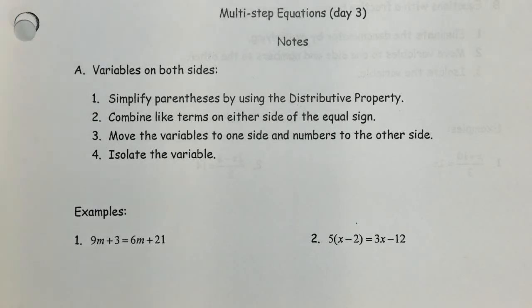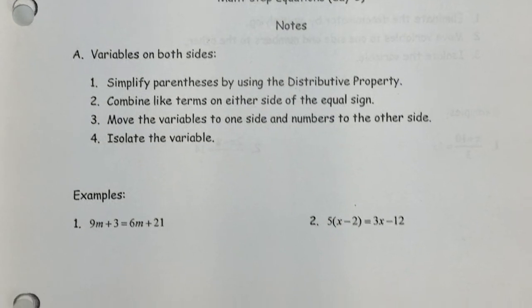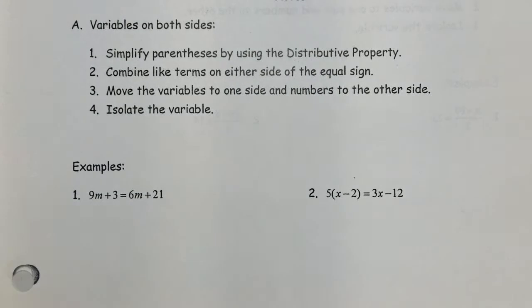Okay, ladies and gentlemen, today is our last day of multi-step equations. These are a little bit different in that you're going to have some variables and constants on both sides of the equal sign this time, and you're also going to be dealing with the fraction bar situation again like we did with two-step. As far as getting started on these, we'll do the variables on both sides first.